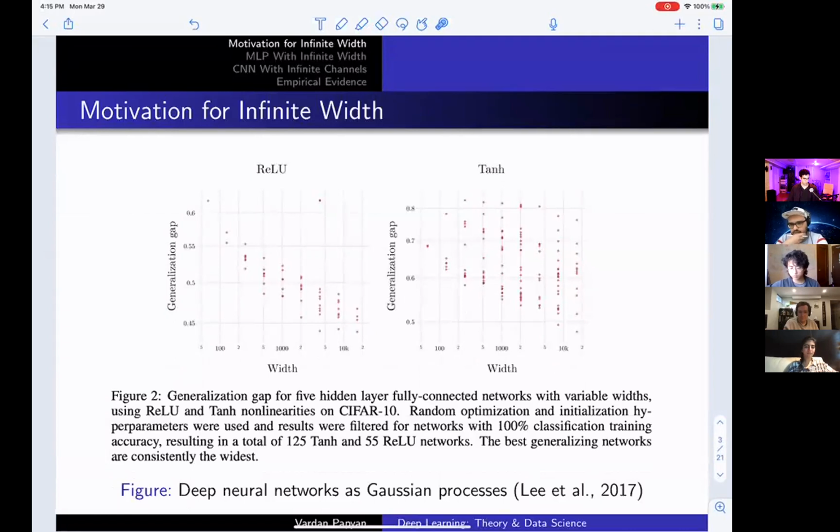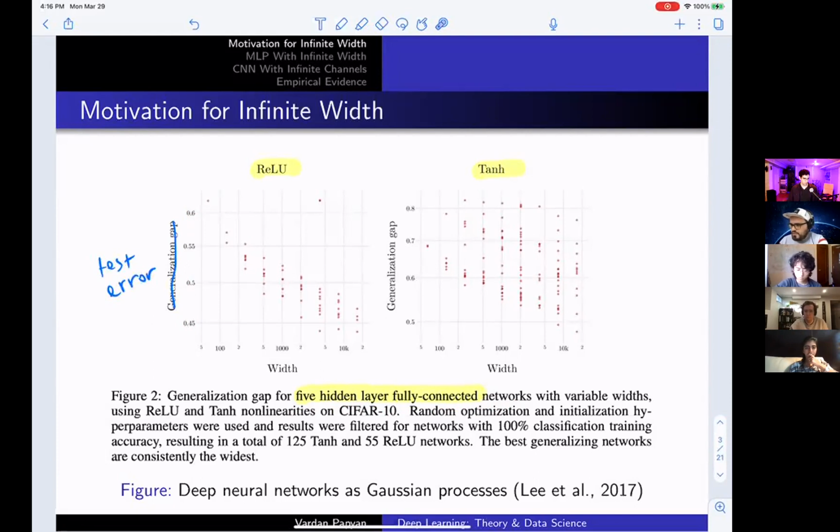Now, here is a little bit more motivation. This paper is by, I believe it's pronounced Jaehoon Lee, from Google Brain. In this plot, you can see on the x-axis the width of a 5 hidden layer fully connected network. And you can see how they do experiments with ReLU and tanh nonlinearities. And on the y-axis, you can see the generalization gap, which is just a fancy way of saying test error.